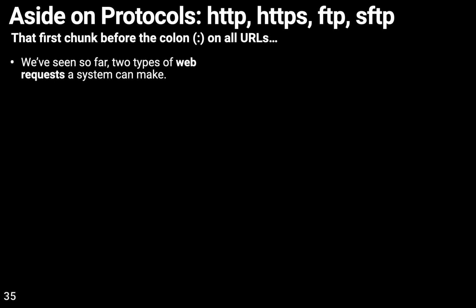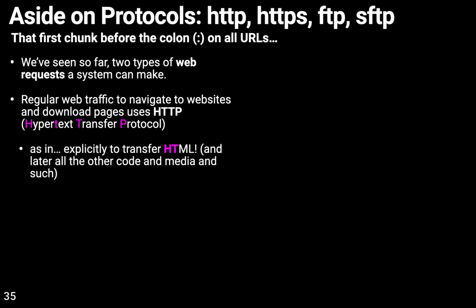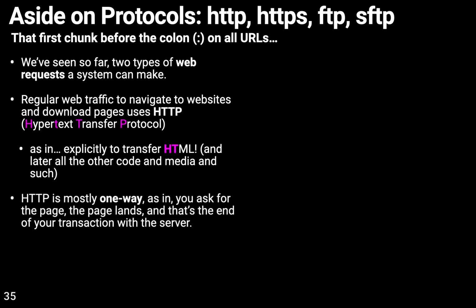So far, what we've seen in this course is two forms of web requests that a system can make. Regular web traffic to navigate to websites and download pages uses HTTP, or Hypertext Transfer Protocol, as in specifically for hypertext markup language files, HTML. And then later everything else came along with that. But the original reason to have this protocol was to get the HTML of a web page so that your browser could read it to you.